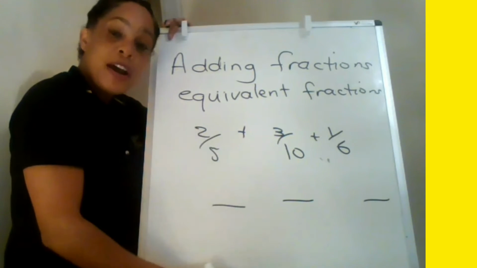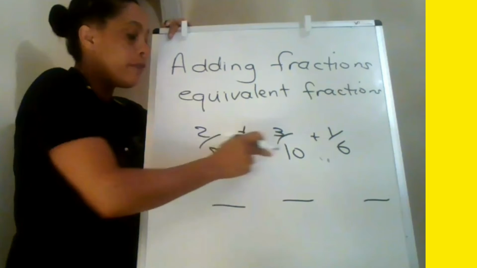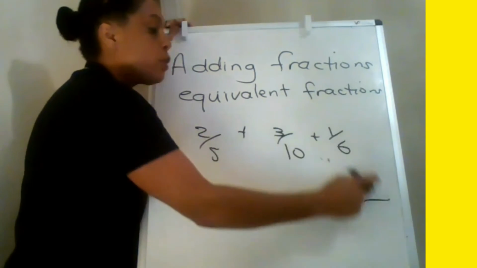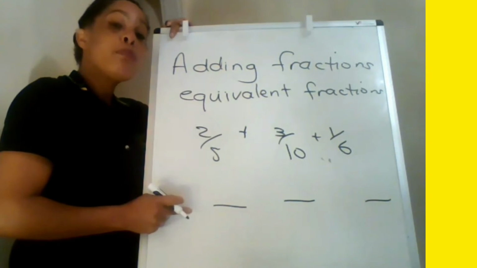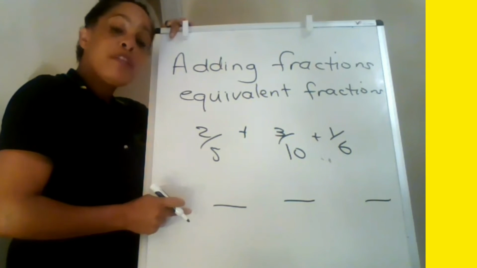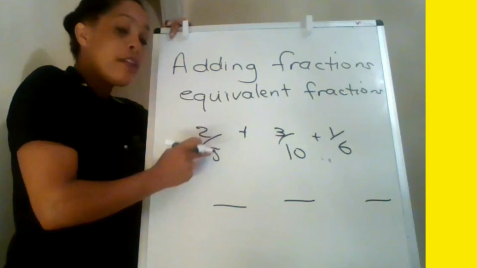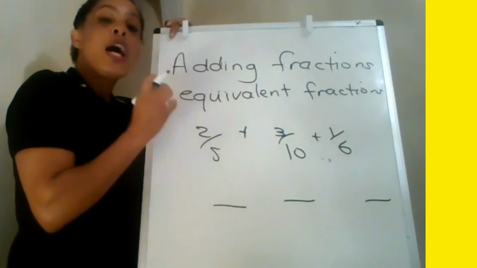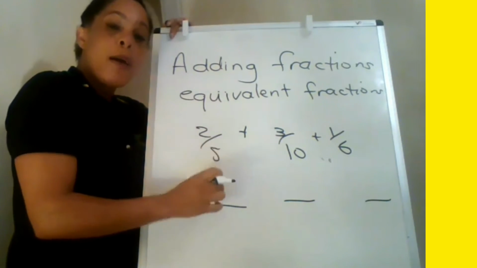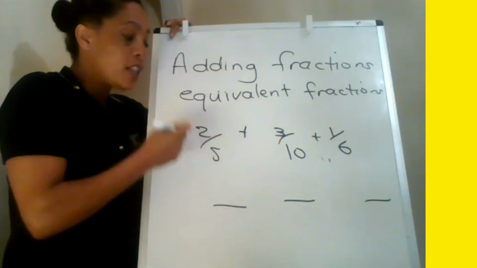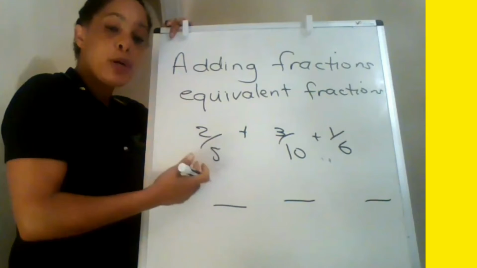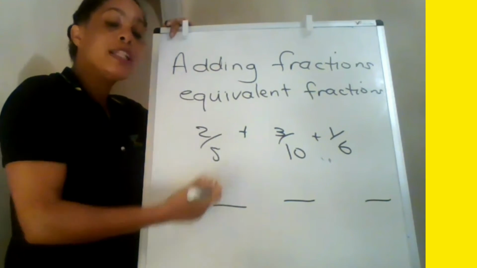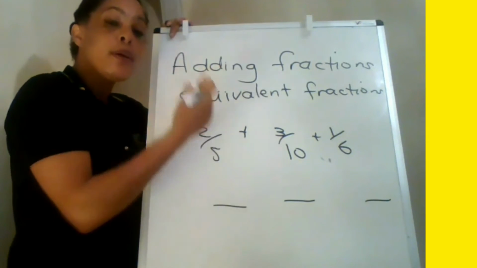If I said the 5 times table, those would be multiples of 5. The 10 times table gives multiples of 10, and the 6 times table gives multiples of 6. I want to find a common number that is in all three tables. It is called a common multiple. You can find more than one, but we want the first one, so it is called the lowest common multiple.